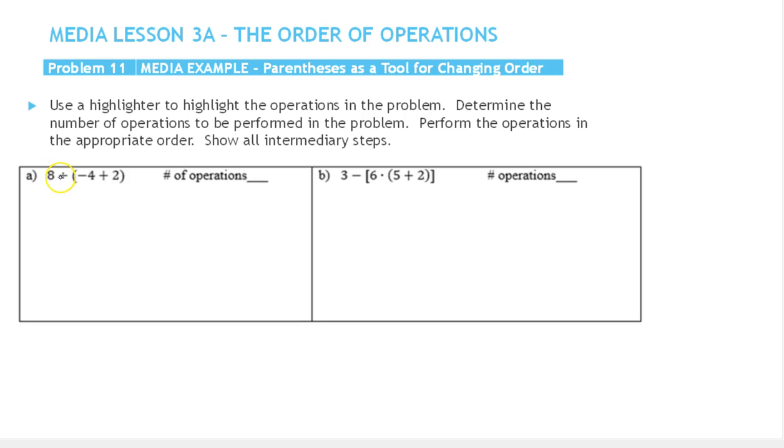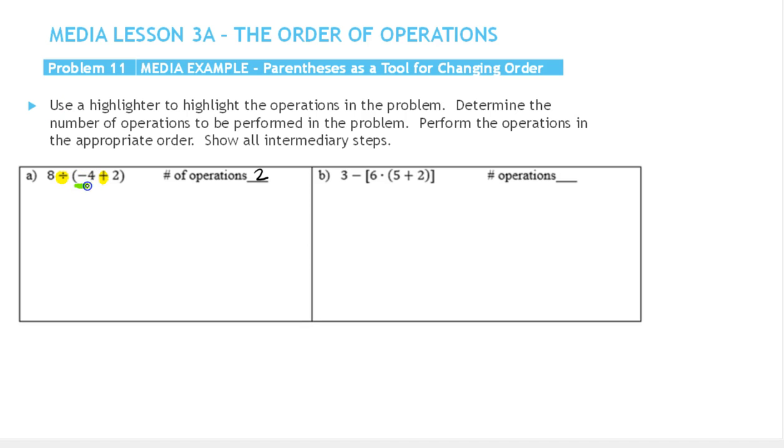So here we have 8 divided by the sum of -4 and 2. So this one only has 2 operations to perform. We have division and addition. Okay. So typically we do the division first, but the parentheses are telling us we need to do the addition first. So notice parentheses isn't an operation. When we say we're doing parentheses first, it means we're doing the operation in the parentheses first, which is addition. So let's use our highlighter.